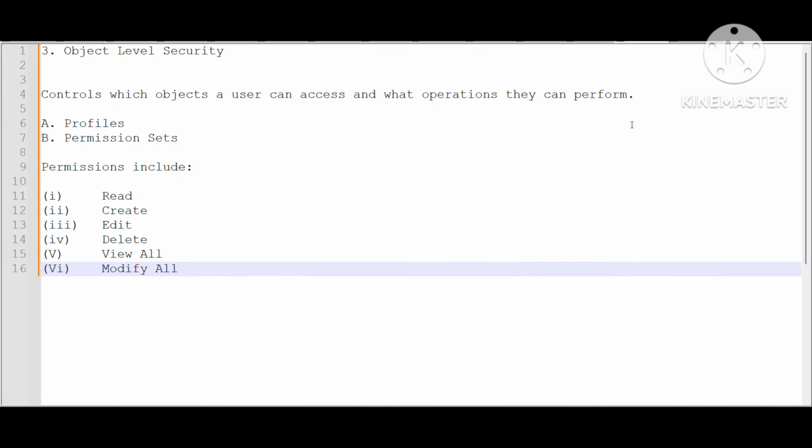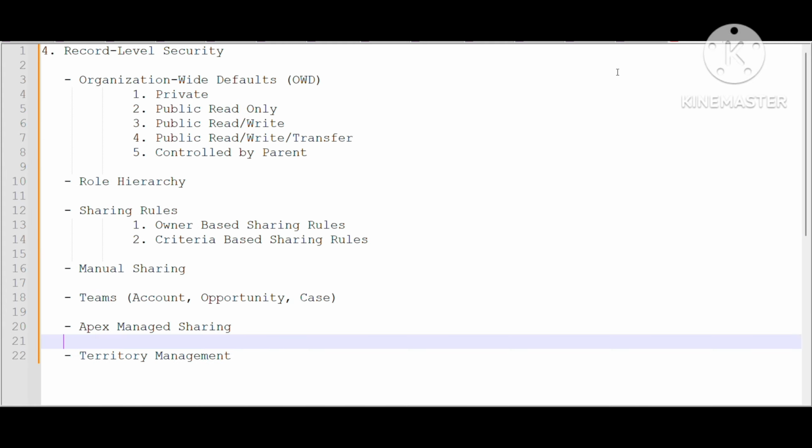Okay, then the most important and the critical one is the record level security. So many times what candidates do is they will simply go to the record level security and say something like, okay, record level security. But no, this is where mostly the interviewers are very much interested.